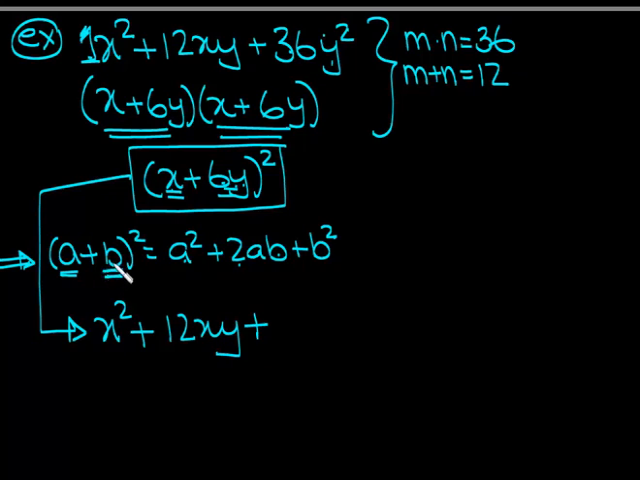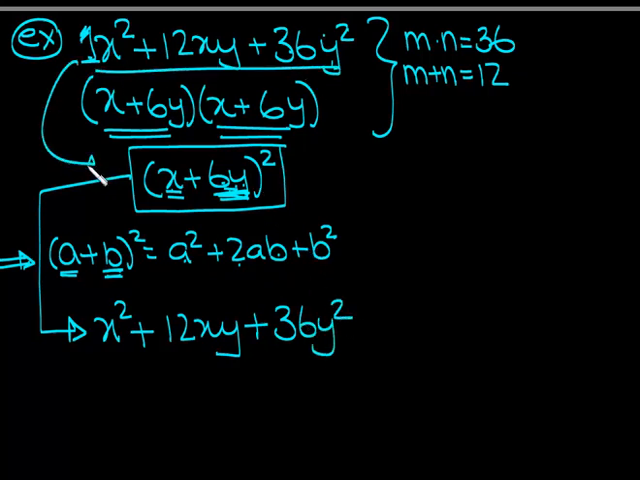B is the second term of the binomial. In our case, it's 6y. 6y times 6y is what? 36y squared, which is what we had. So we know we factored this correctly. Okay, so keep that in mind when you're factoring.